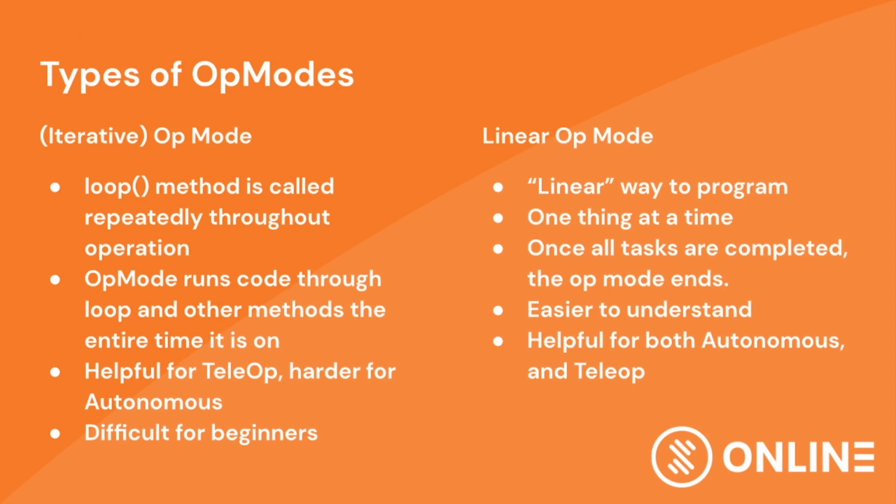So it's the linear way to program, and it basically goes through the code one thing at a time. Once all the tasks are completed, the OpMode ends. And it's easier to understand and helpful for both autonomous and teleop. In autonomous, you can say drive forward, drive backward, turn, and then it ends. However, if I said that in an iterative OpMode, it would drive forward, drive backward, turn, drive forward, drive backward, turn. Just keep repeating it over and over and over again.